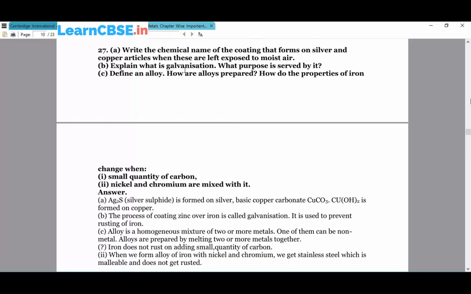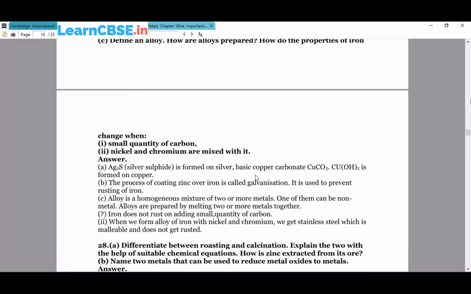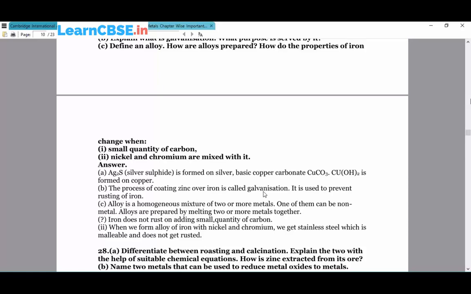Explain what is galvanization and what purpose is served by it. So the process of coating zinc over iron is called galvanization. It is used to prevent the rusting of iron.